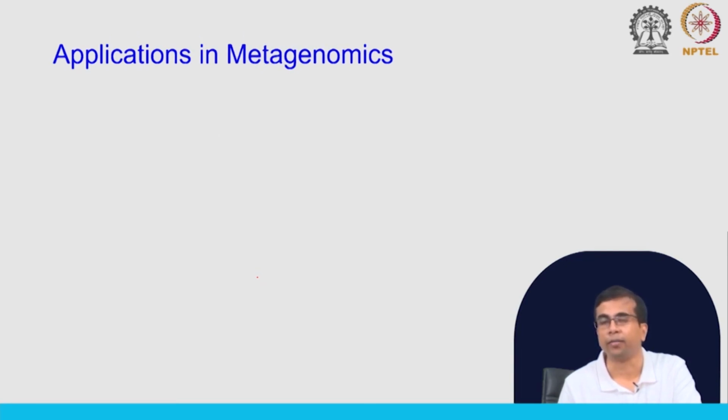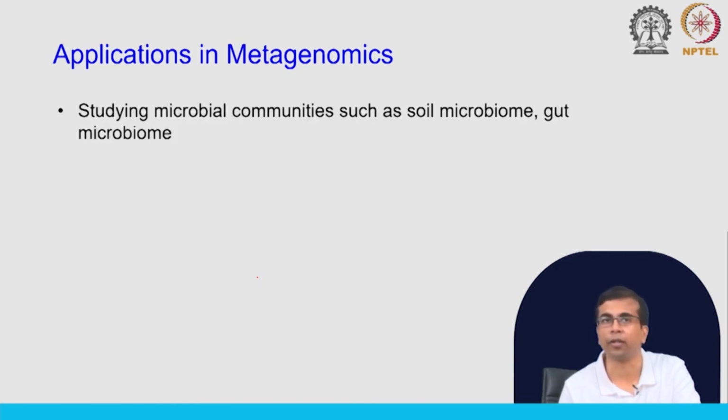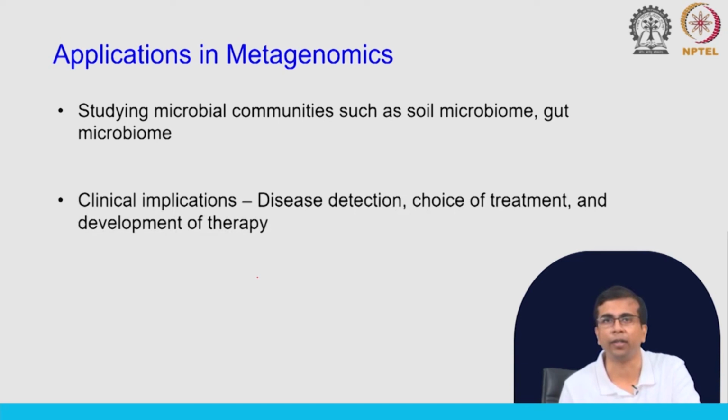And finally, these methods have been applied in something called metagenomics. This is a study of microbial communities. For example, we have the soil microbiome or the gut microbiome. These microbial species live inside our body, and we can study them, and this has very important clinical implications. For example, for disease detection, deciding which kind of treatment to specify, or developing novel therapies that can prevent certain types of diseases. Probiotics are a direct outcome of this.